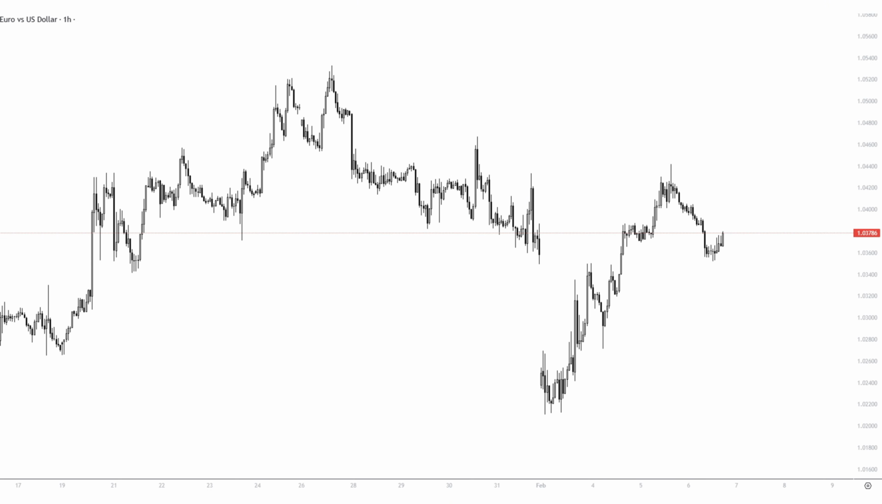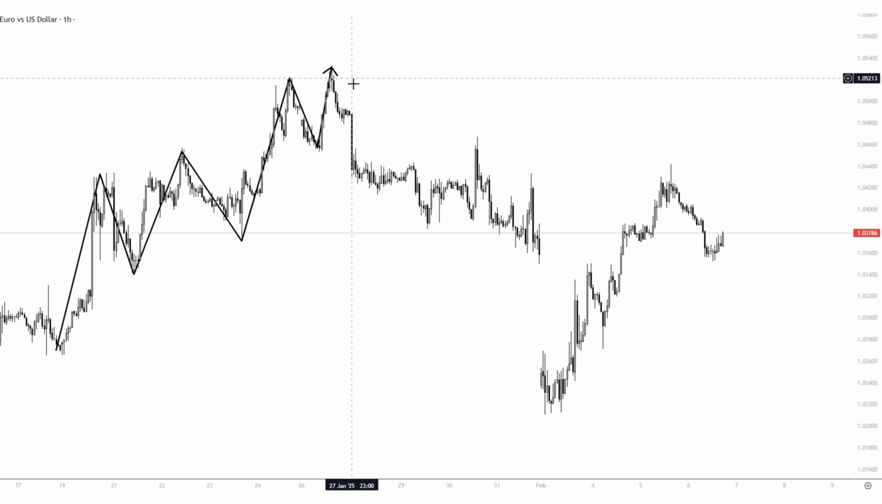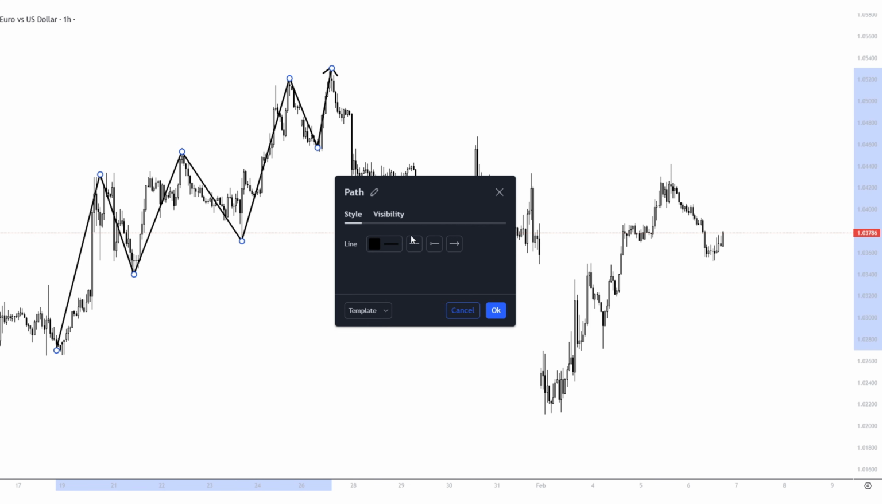So let's see on the euro dollar. This is the 1 hour chart. What we can see on this market structure is that this certain market was following an uptrend based on its characteristics of higher highs and higher lows. Let's change the color of the lines to green to make trends easier to observe.